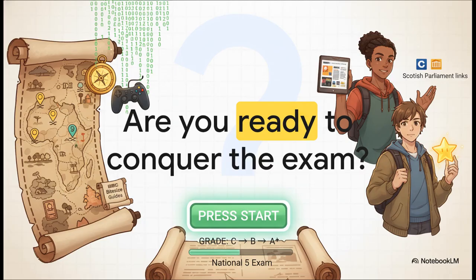So, player one, you've got the map, you know your allies, and you hold the cheat codes in your hands. The entire foundation is laid out right there in the BBC bite-sized guides. And hey, you can even continue your side quests by checking out the BBC News and Scottish Parliament links provided in the curriculum for the most up-to-date examples. So the only question left for you is, are you ready to press start and conquer that National 5 exam, get out there and level up your grade?